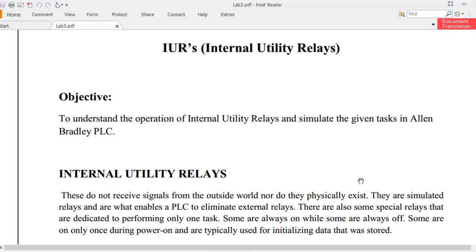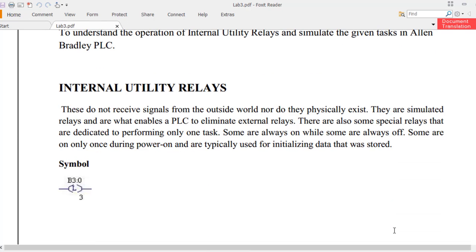They are simulated relays, and they are what enables a PLC to eliminate external relays. There are also some special relays that are dedicated to perform only one task. Some are always on, while some are always off. Some are on only once during power on and are typically used for initializing data that was stored. So what does this all mean?